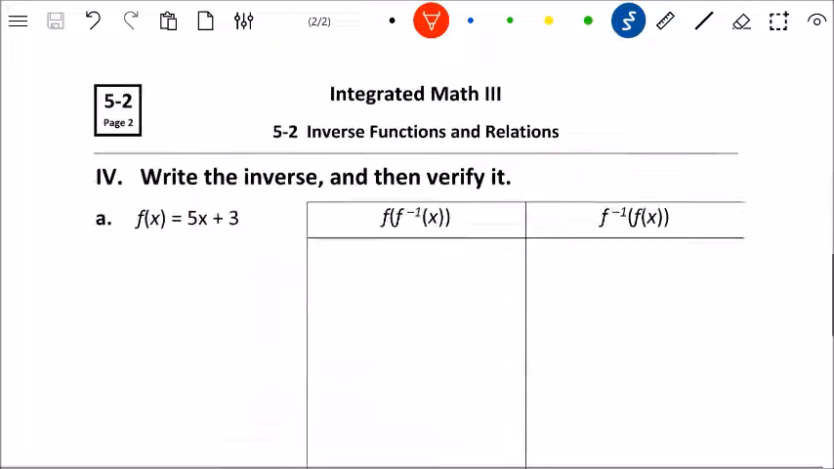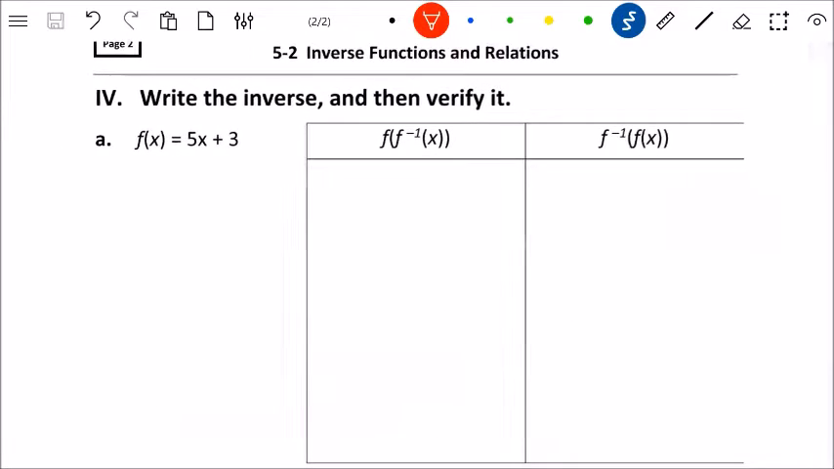Now I want it to disappear on me. Okay. Write the inverse and then verify it. We are going to prove that it really is an inverse. Okay, so let's take this inverse. In fact, let's do one here.